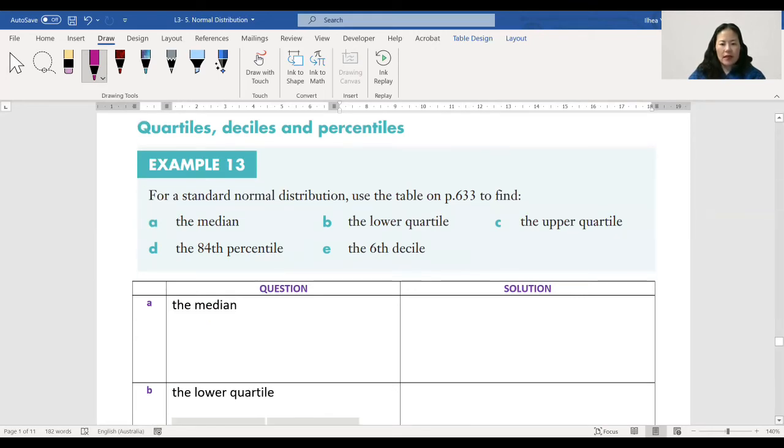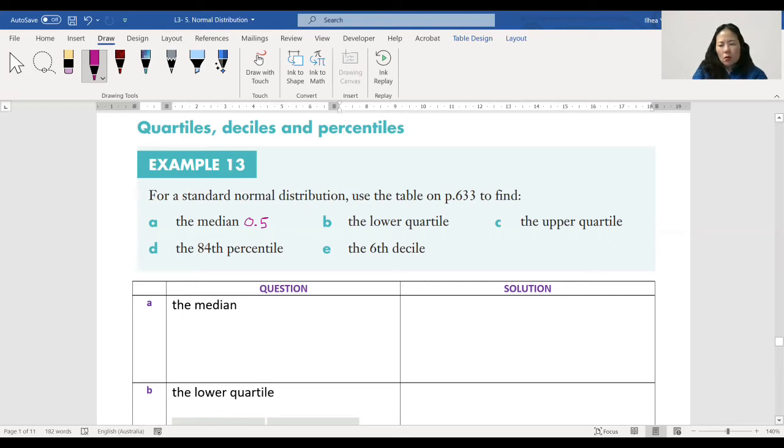Okay, so quartiles, deciles, and percentiles, we've done that the other day. So let's have a look now. For a standard normal distribution, use the table to find the median, the lower quartile, the upper quartile, the 84th percentile, and the 6th decile. Now, these are the areas. They're going to give you the area first, and you need to find the z value. That's what this is. So let's have a look at this. Median is 0.5, isn't it? Okay, 0.5.